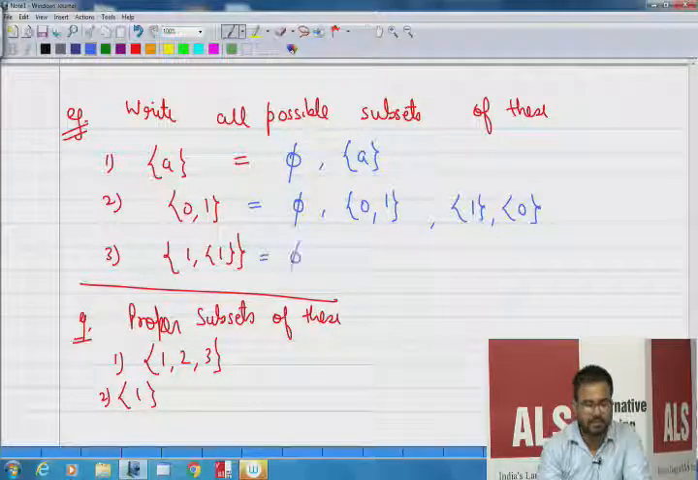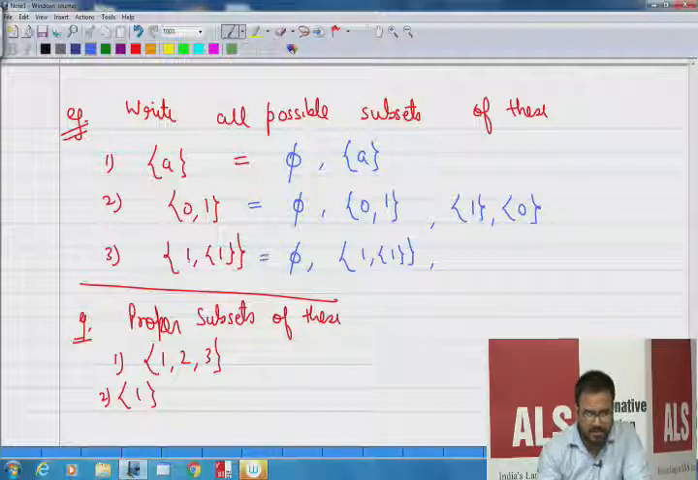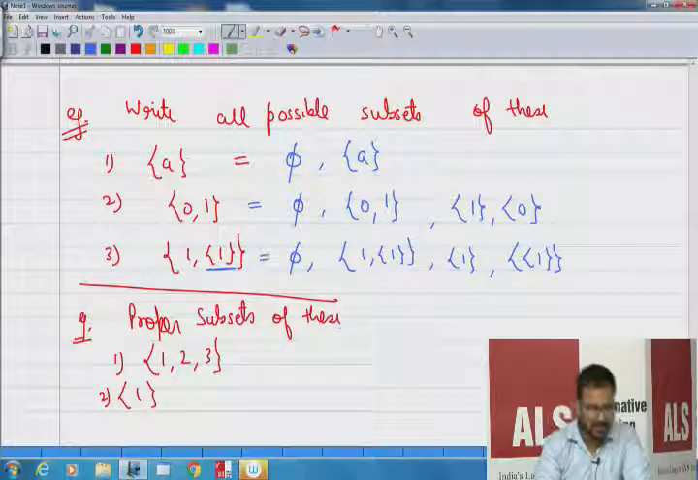Now for this one, phi will be there. The same set will be there. This element 1 will be there with the braces, and this element which already has the braces will have the braces again. These are the subsets.